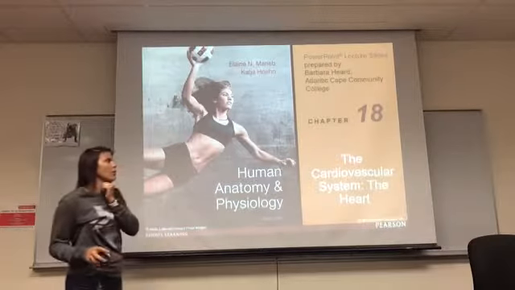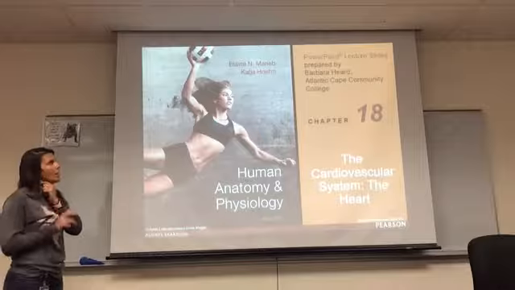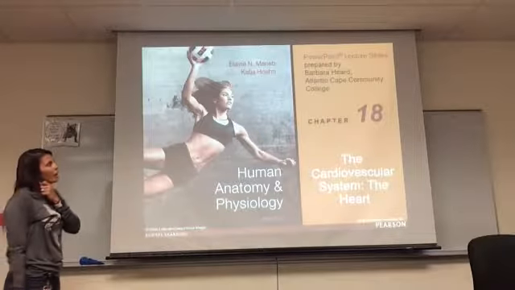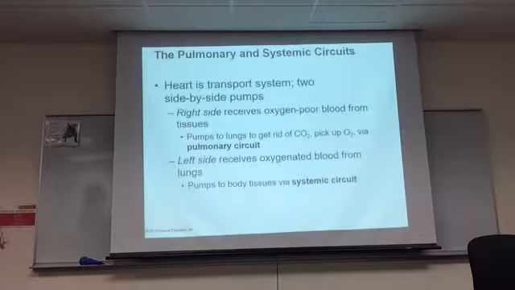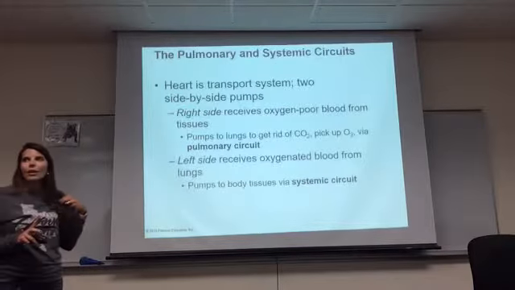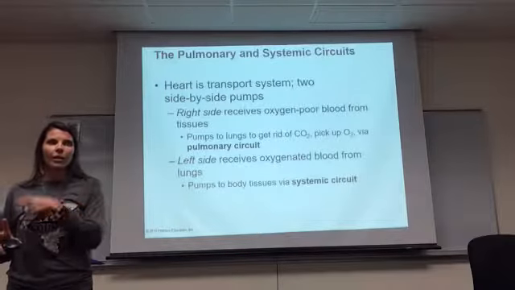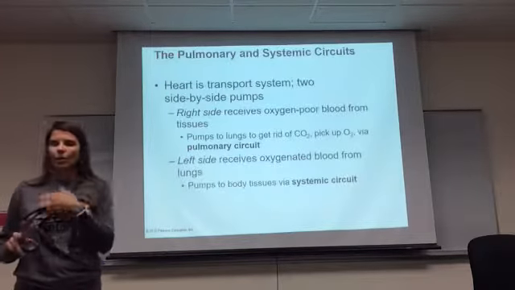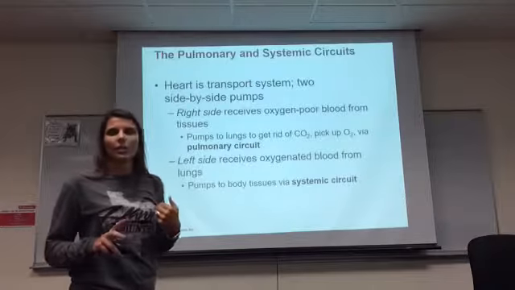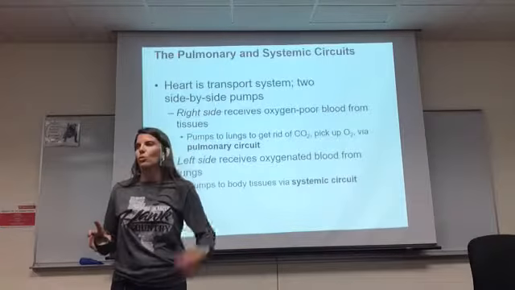This whole chapter is on the heart. We're going to talk about the anatomy of the heart, then blood flow through the heart, conditions, and then we'll be done. So, you have two loops in your heart, your whole blood circulation. You have a pulmonary circuit, which runs to your lungs, and then you have the systemic circuit. The systemic circuit runs through the rest of your body.